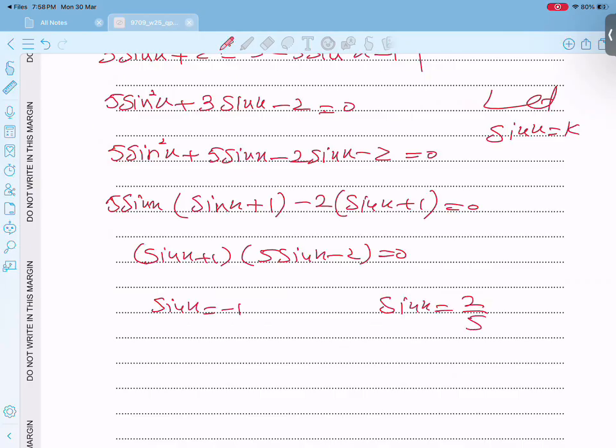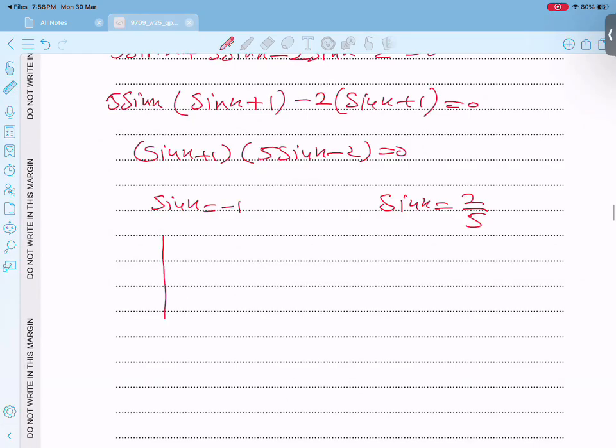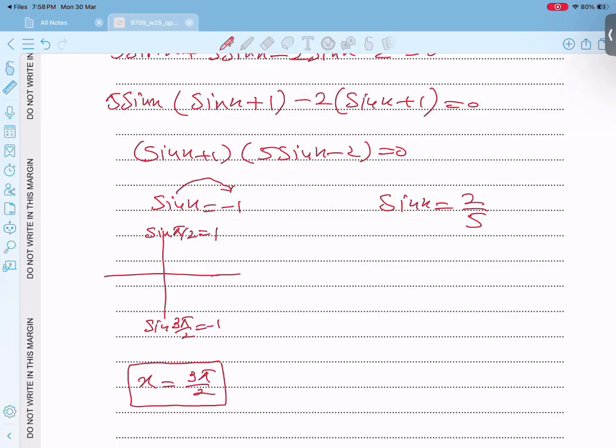I got two answers. Now students, you know, for your knowledge, sine pi by 2 is basically 1, and sine 3 pi by 2 is basically minus 1. So when I take the sine inverse of minus 1, it is giving me 3 pi by 2. So my first answer comes from here, 3 pi by 2. Now I have to look for the other solutions. So I have taken this angle alpha, alpha is equal to sine inverse 2 over 5, and sine is positive in the first and second quadrants.